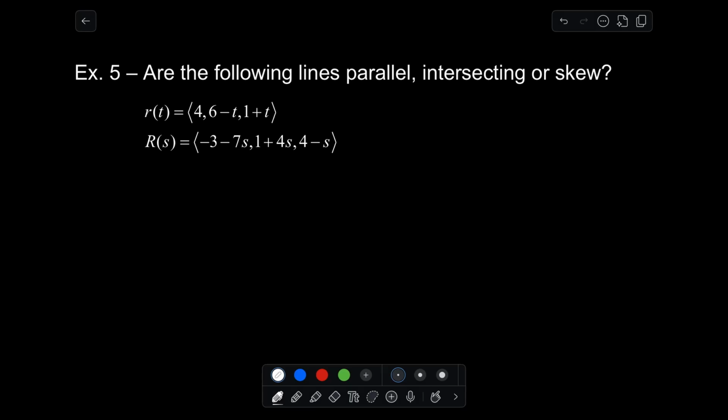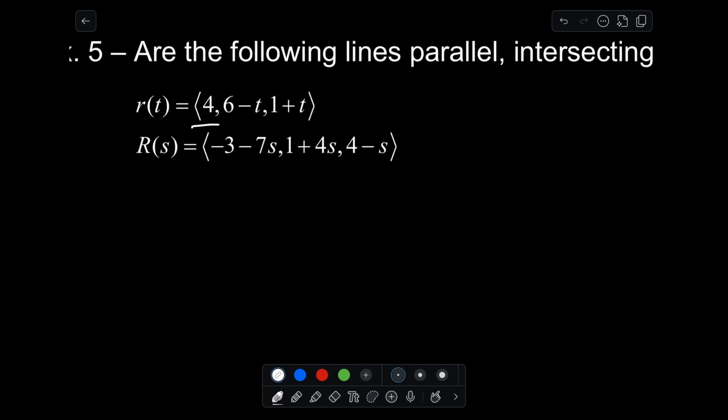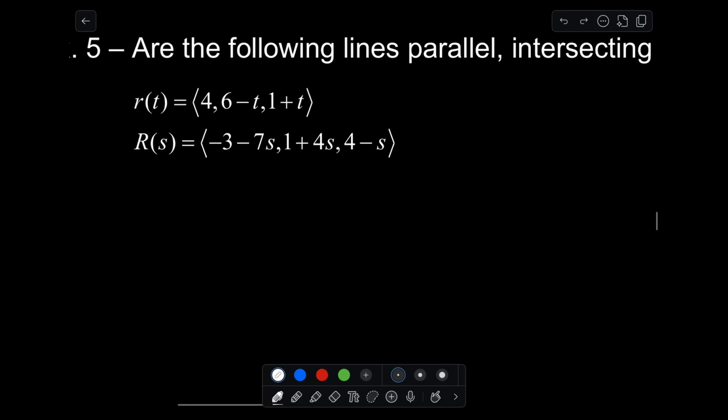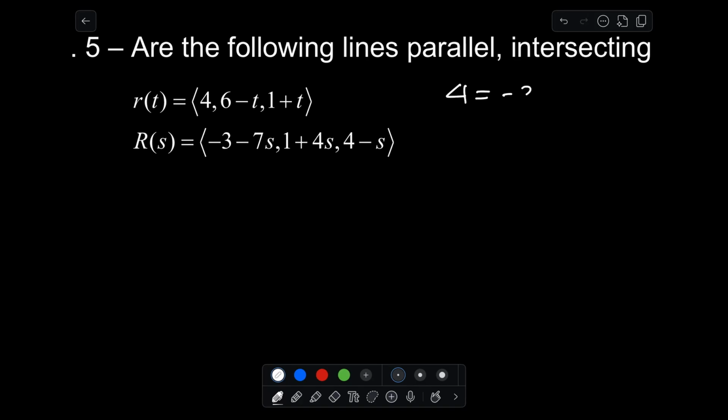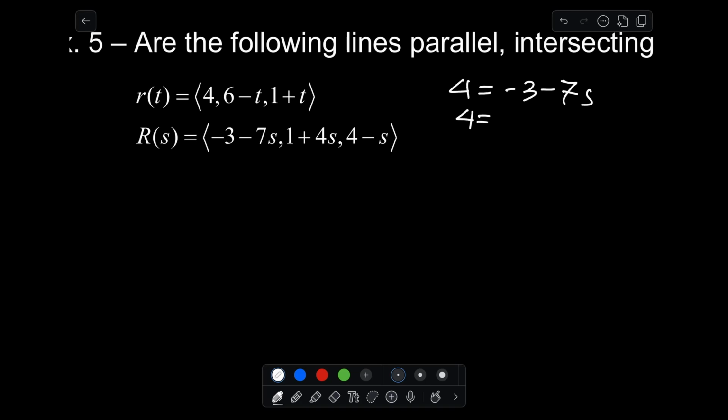First off, we can try and set t and s equal to each other at a specific point. I see that we have a constant here. We can try and see if they're going to match with this, right? So let's just say that 4 equals negative 3 minus 7s. So it's going to be 7 equals negative 7s. So s equals negative 1.